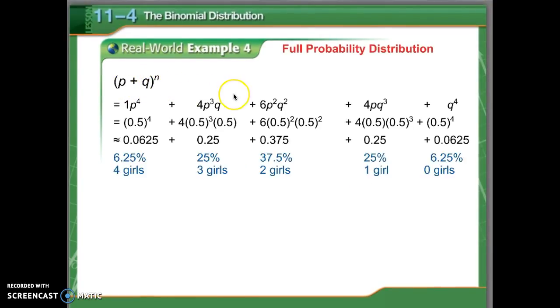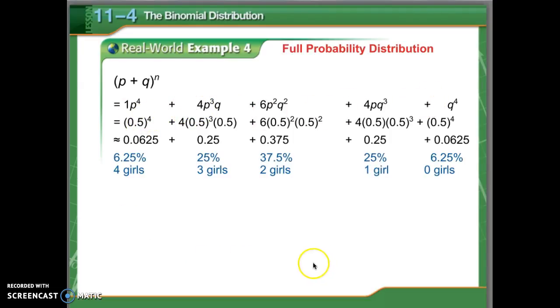So the way this expands, this is something using Pascal's triangle. It's 1 p to the 4th. Notice how the powers for p are going to decrease as we go through the terms, and they're going to increase for q. So we have p to the 4th, q to the 0. Then we have p to the 3rd, q to the 1st, p to the 2nd, q to the 2nd, p to the 1st, q to the 3rd, and then just q to the 4th with p to the 0. That's how you expand a binomial. The coefficients are 1, 4, 6, 4, 1.